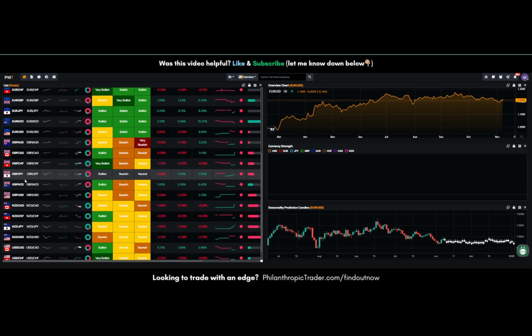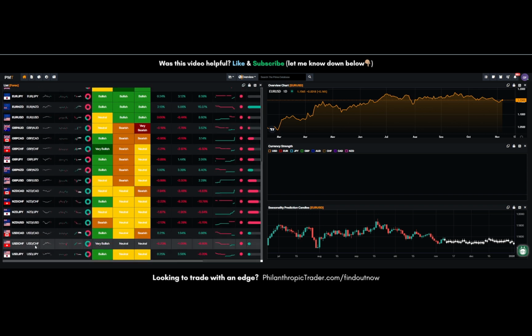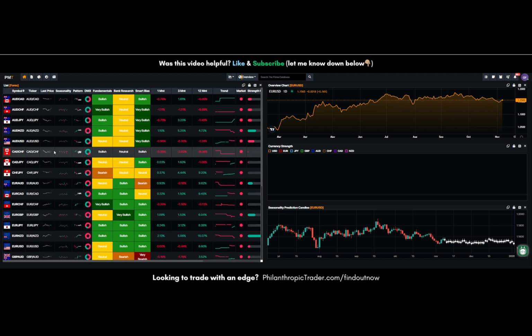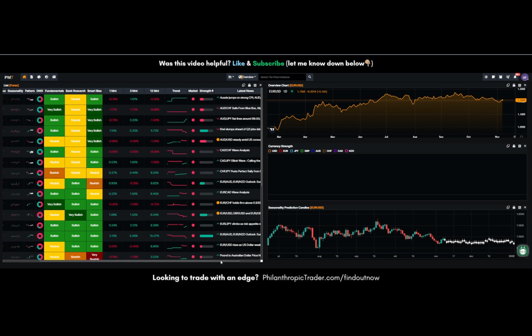We see all the forex symbols, almost, the major ones and the minor pairs are included. So let's take a look. We see symbols, we see the ticker, of course, straightforward. We see the last price, seasonality, pattern, DMX, fundamentals, bank research, smart bias, the 1 month difference, the 3 month and the 12 month. We see the current trend, the market, and over here strength and the latest news.